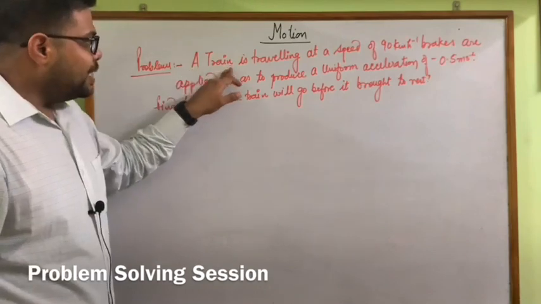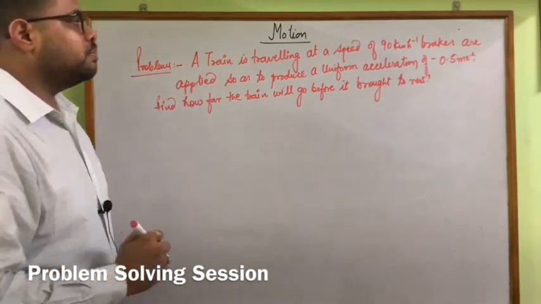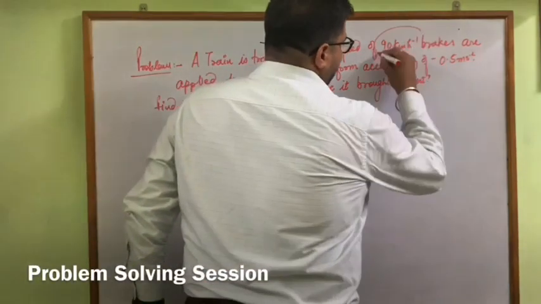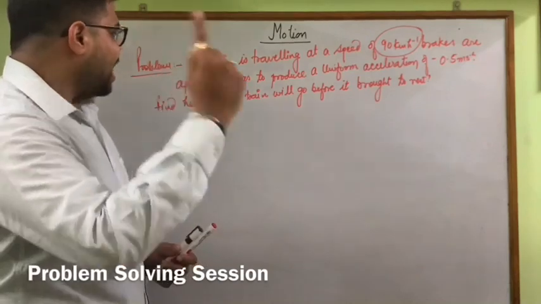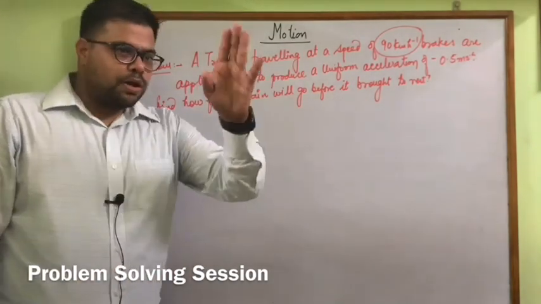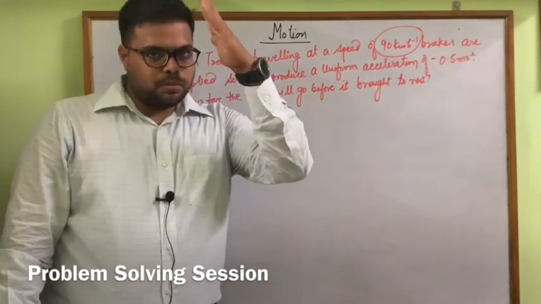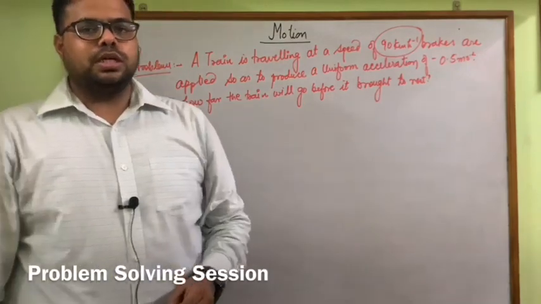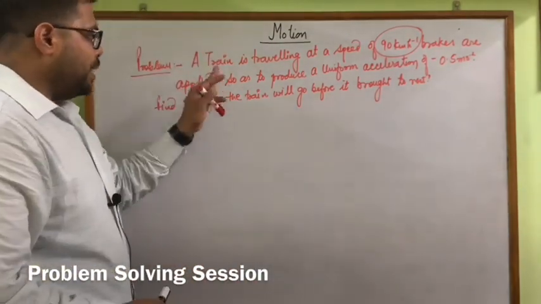A train is traveling at a speed of 90 km per hour. This is the first information given here: 90 km per hour is the speed. Brakes are applied. When a question is given in this kind of language, when brakes are applied, definitely keep in mind its final velocity becomes 0. It is a hint.